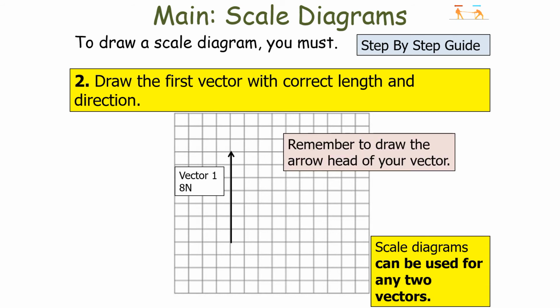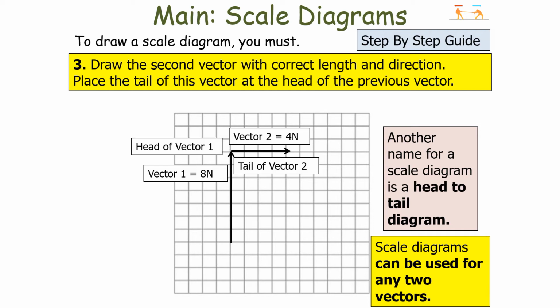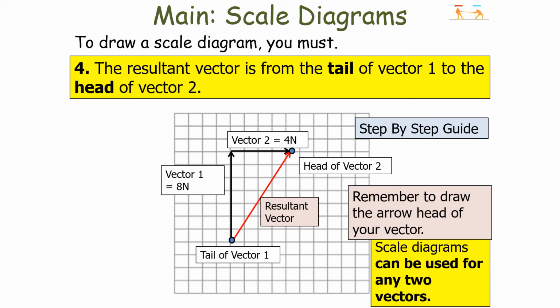Now you've got to draw the arrowhead in your vector as well. What you then do is you draw the second vector with the correct length and direction and place the tail of this vector at the head of the previous vector, which gives us the other name for our particular scale diagrams. They can sometimes be called the head to tail diagram because the head of one vector is touching the tail of the next vector. Now the resultant vector is from the tail of vector 1 to the head of vector 2. So remember, you should always be drawing in your arrowheads to your vectors, so you can draw this easily.